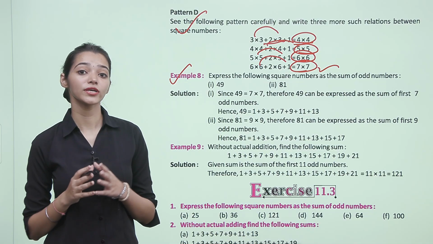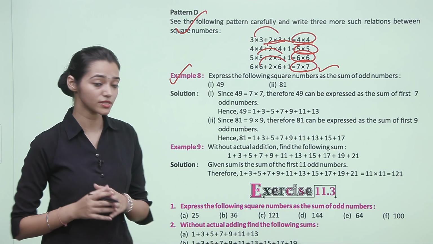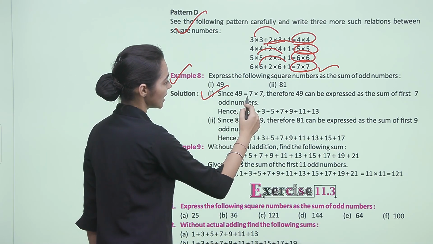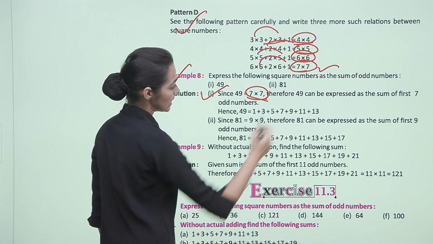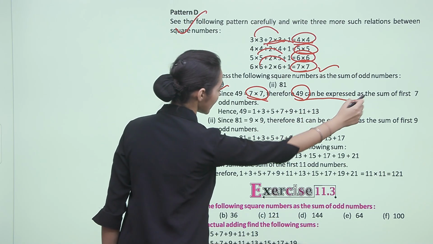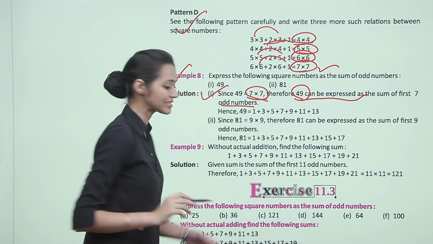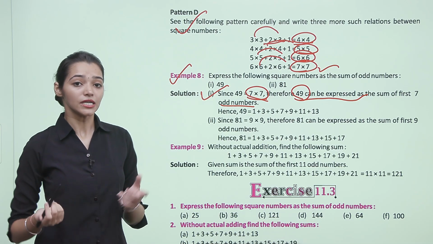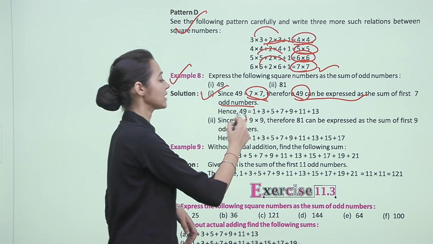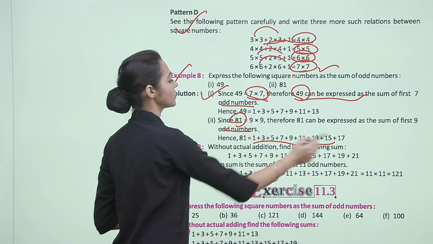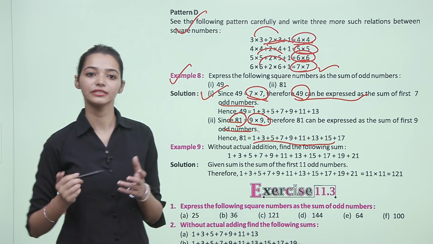Now let's look at example number 8. We have to express the following square numbers as the sum of odd numbers. Now here is our 49, that is a square of 7, and 49 can be expressed as a sum of first 7 odd numbers. Now next is our 81, and 81 can be expressed as a sum of first 9 odd numbers, and it is a square of 9.